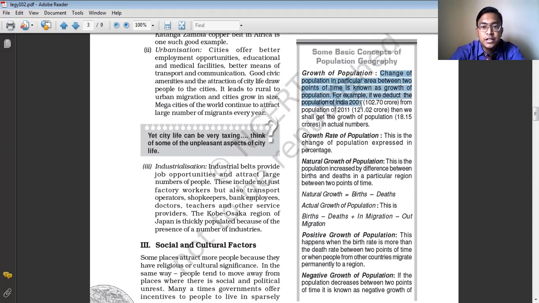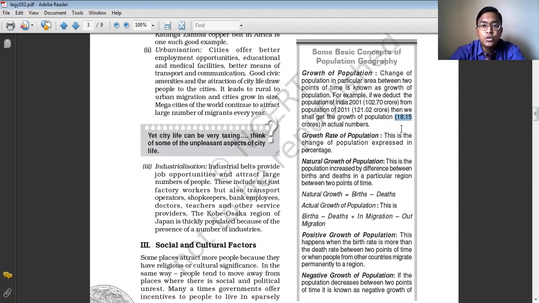For example, if we deduct the population of India in the year 2001 from the population of India in the year 2011, then we shall get a growth of around 18.5 crore in actual number. In 2001, the total population of India was 102.7 crore, and in 2011 it was 121.02 crore. If I subtract, I get 18.5 crore as the actual increase in the number of people. So this is the growth of population.